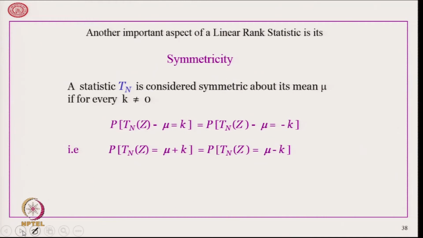That means, a statistic T is considered symmetric about its mean mu if for every k not equal to 0, probability T_N(Z) minus mu is equal to k is the same as probability T_N(Z) minus mu is equal to minus k, or in other words, probability T_N(Z) is equal to mu plus k is equal to probability T_N(Z) is equal to mu minus k. So, that is what we call symmetric.